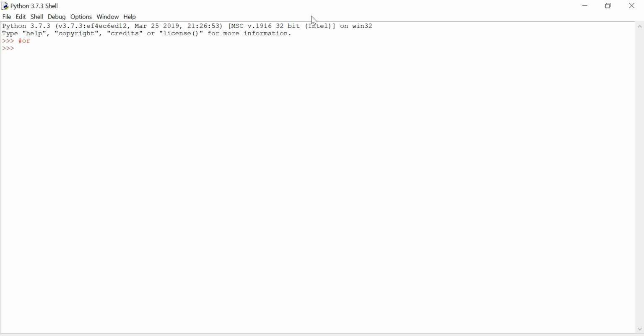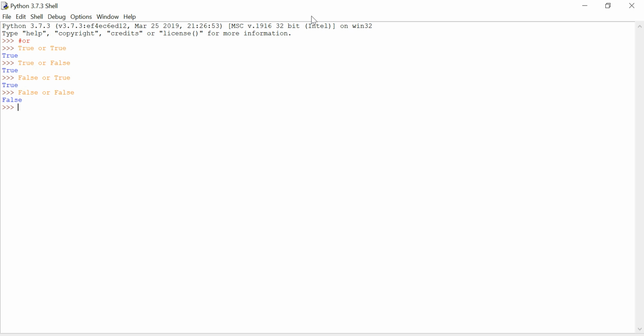For the OR operator, if any of these sides is true, it would evaluate to true. So for example, true or true is definitely going to be true. True or false, unlike the AND operator, would evaluate to true, right? False or true would still evaluate to true, and false or false would definitely be false, right?